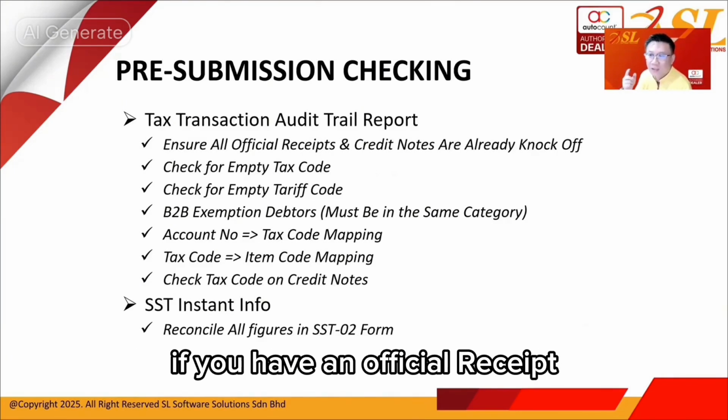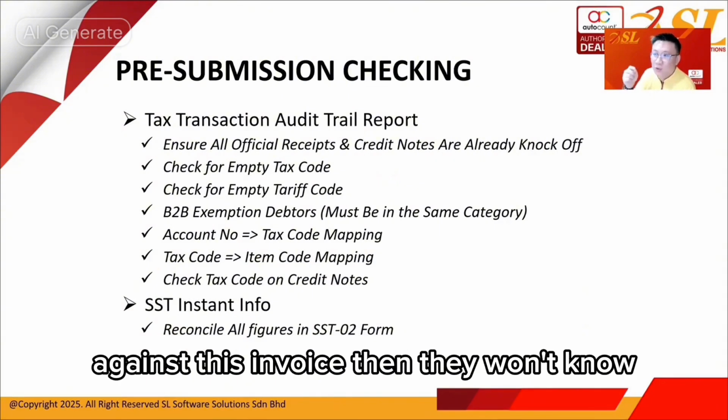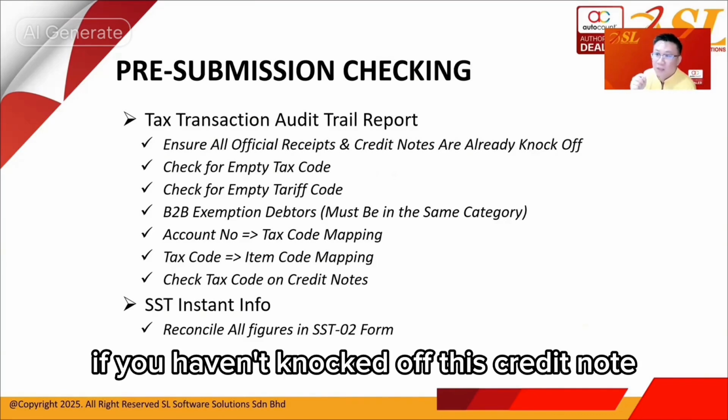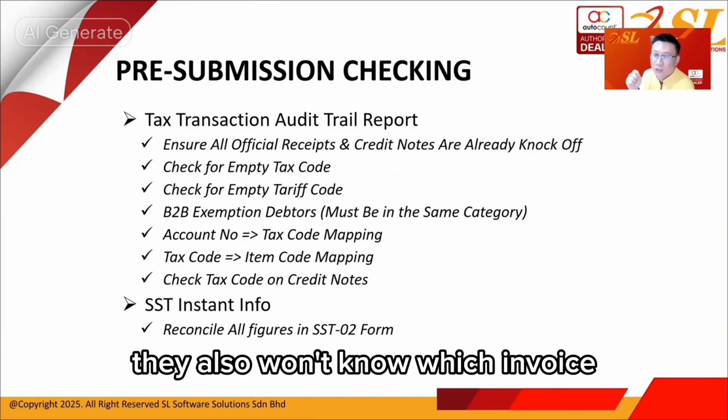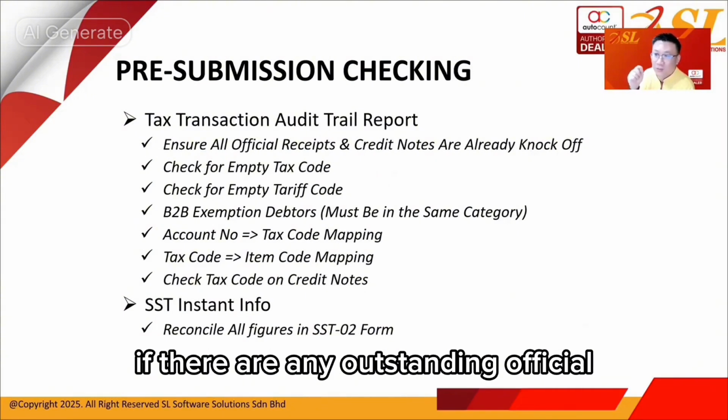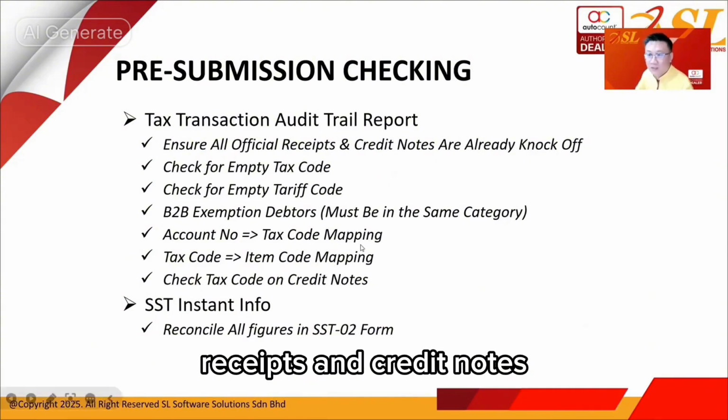If you have an official receipt that hasn't been knocked off against this invoice, then they won't know that this invoice has already been paid. Then there's the credit note. If you haven't knocked off this credit note, they also won't know which invoice this credit note is applied to. In this situation, the first step is to check if there are any outstanding official receipts and credit notes.